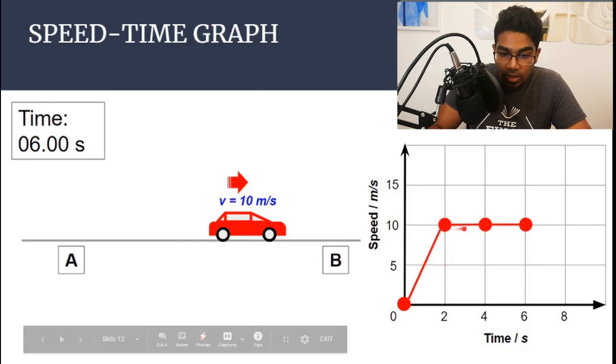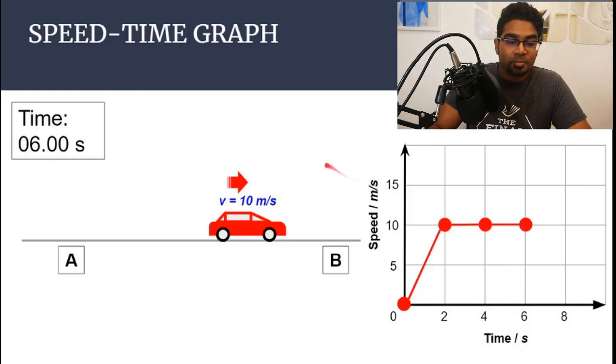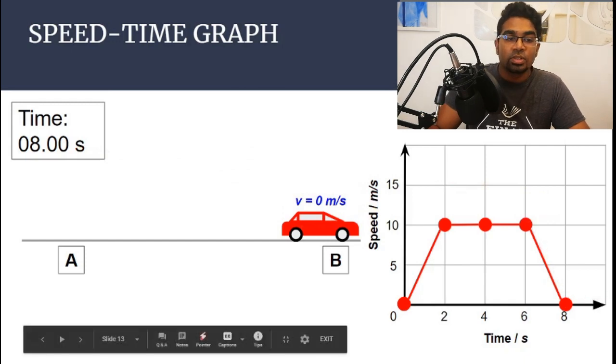So that is how you look at it when you look at the graph. The time is moving forward, but the speed is not changing. And then at 8 seconds, it is not moving. Speed is 0. And so the speed drops down to 0. So this is how we plot a speed time graph. The speed is always on the y-axis and the time is always on the x-axis.